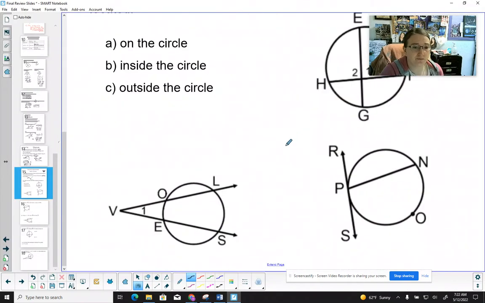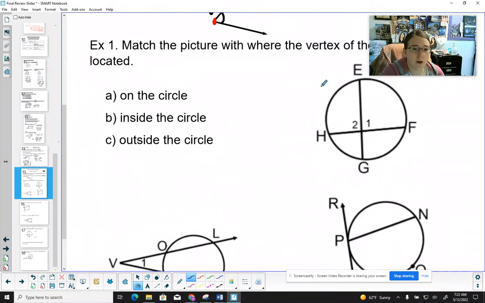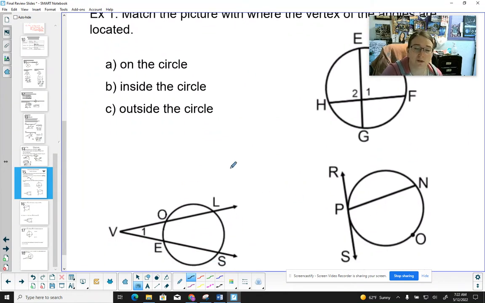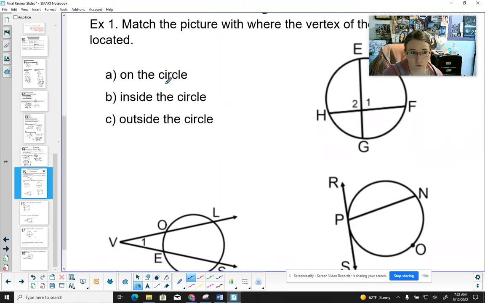Let's go ahead and look at the slides. I got 1, 2, 3. Go ahead and put like an A, B, C by each of these. Which one is on the circle? Which one's inside the circle? Which one's outside the circle? Go ahead and try that, which is A, B, and C.